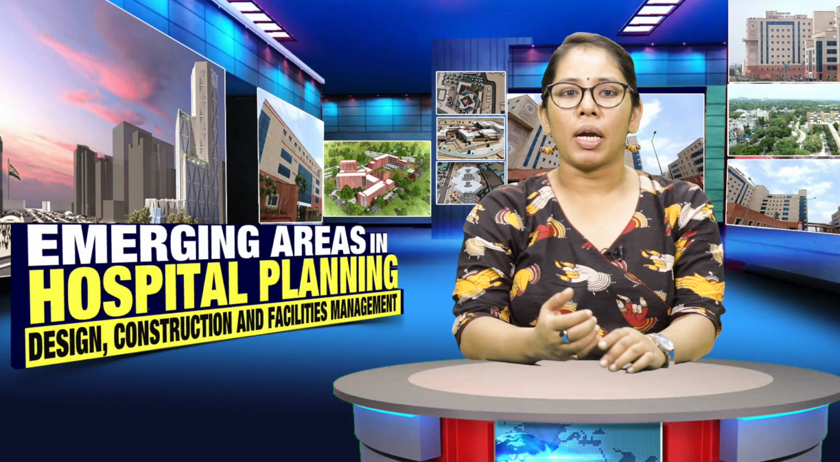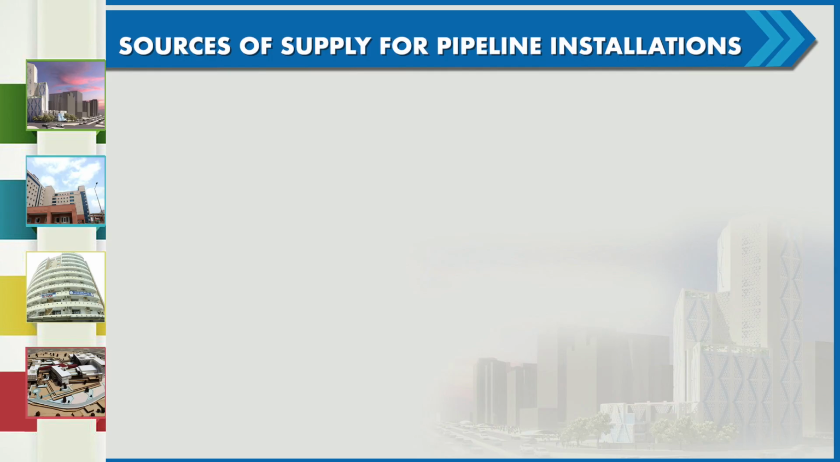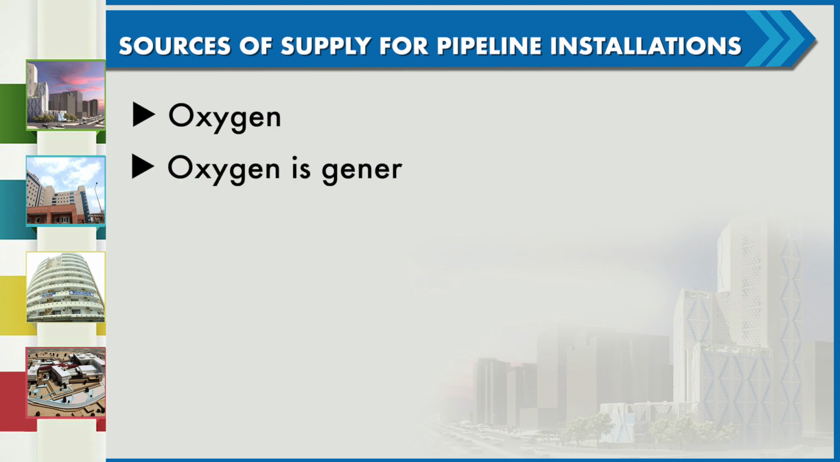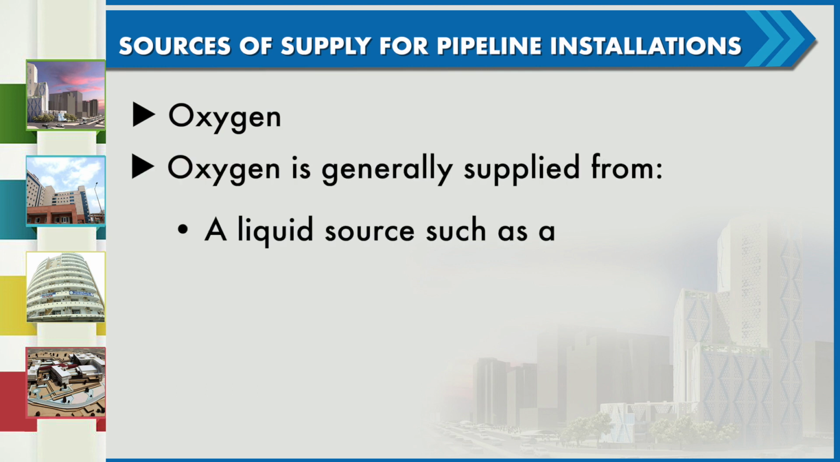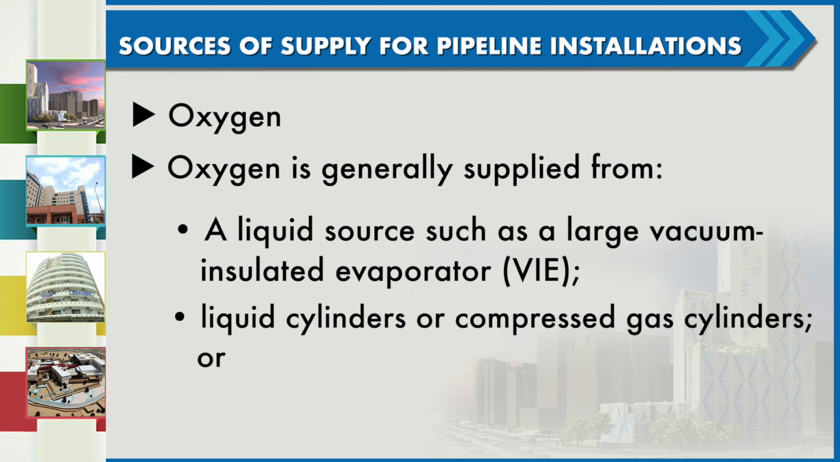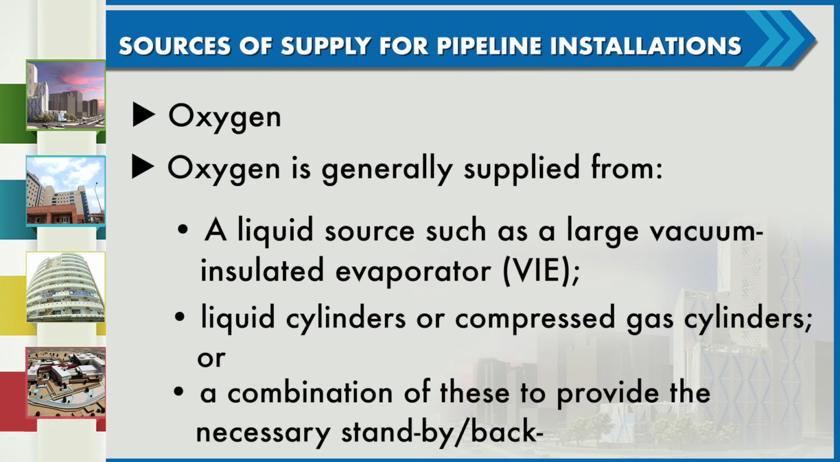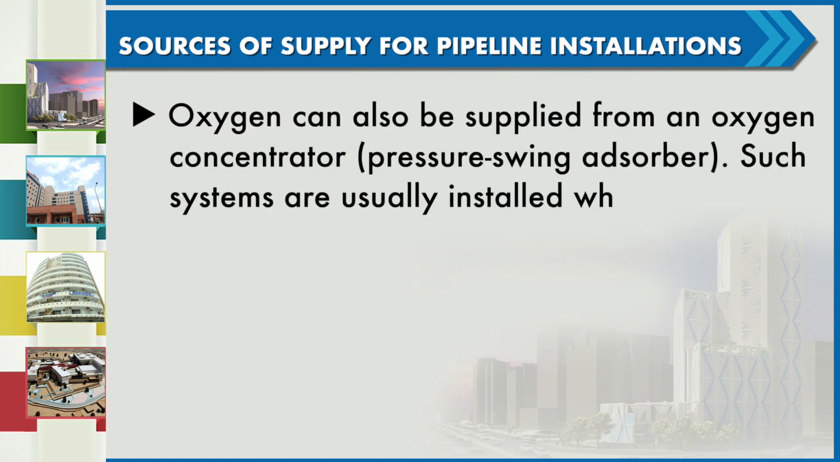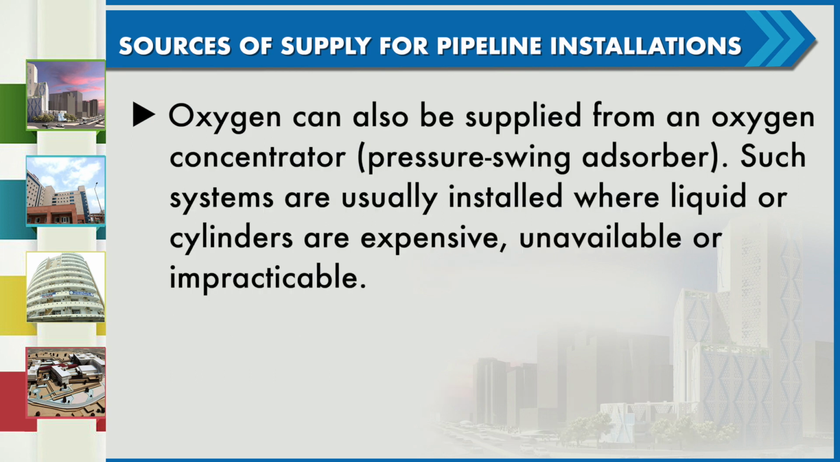Sources of supply for pipeline installations. First is oxygen. Oxygen is generally supplied from a liquid source such as a large vacuum insulated evaporator or a liquid cylinder, or compressed gas cylinder, or a combination of these to provide the necessary standby backup capacity. Oxygen can also be supplied from an oxygen concentrator. Such systems are usually installed where liquid or cylinders are expensive, unavailable or impractical.